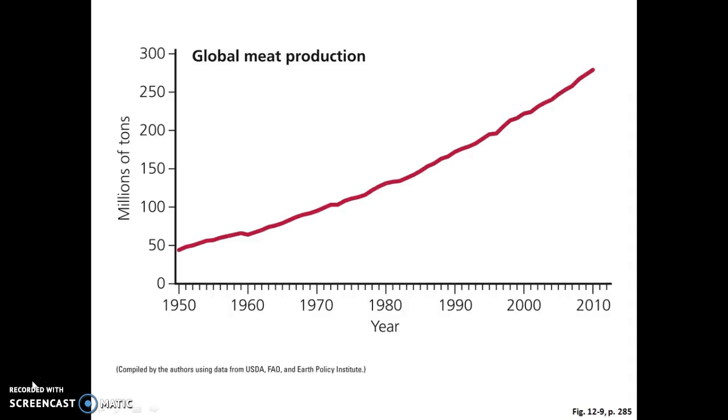So this is just showing you a graph of meat production. Obviously from 1950 to 2010, you can see that there has been an increase. Don't forget that this also has an impact on air quality, water quality, and soil quality. All of those things are tied to meat production and farming in general.